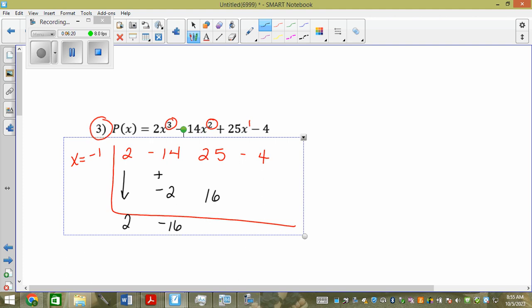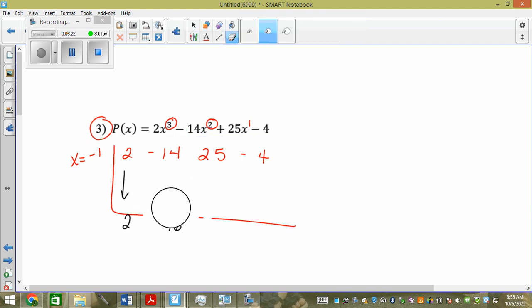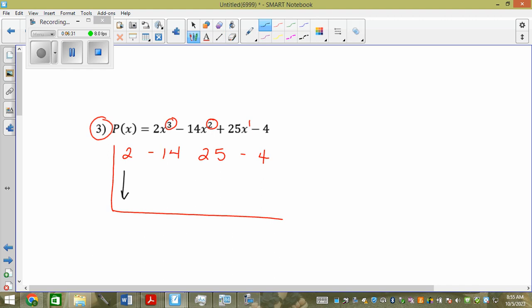Negative 1 is not going to work. What do I have to use? X equals, oh, that's an eraser. Oh, that's number 3. Yeah. X equals 4. So I drop the 2.